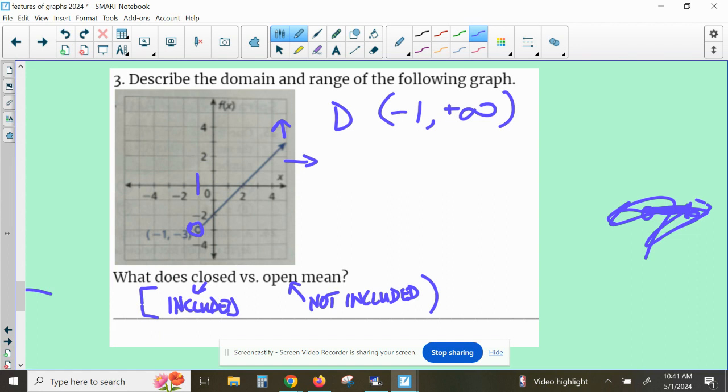All right, range. How far up and down? Where's my lowest? Down here is my lowest. I'm hearing my range starts down at -3. Is -3 included? No, it's a hole. Comma. How far up does it go? Positive infinity. What do I need here? Round.